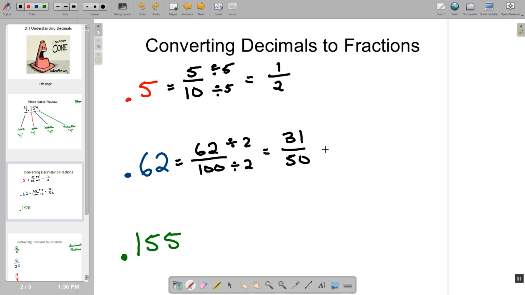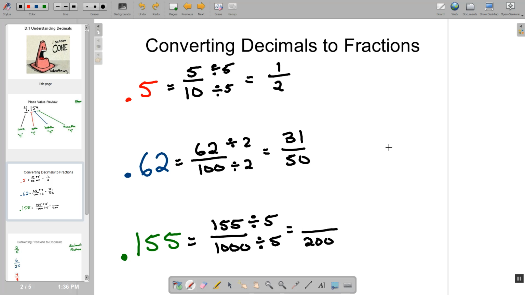So the decimal 62 hundredths is the same thing as the fraction 62/100, which is the same as the fraction 31 fiftieths. The final problem, this is about as tough as I would ever expect you to be. This is 155 thousandths. So we write that as our fraction. And since this ends in a 5 and this ends in a 0, we know that they both can be divided by 5. Now 1,000 divided by 5 is 200. But 155 divided by 5, that one I'm going to need some long division for.